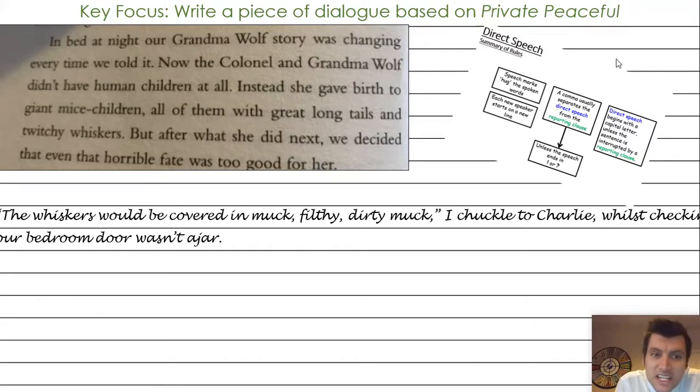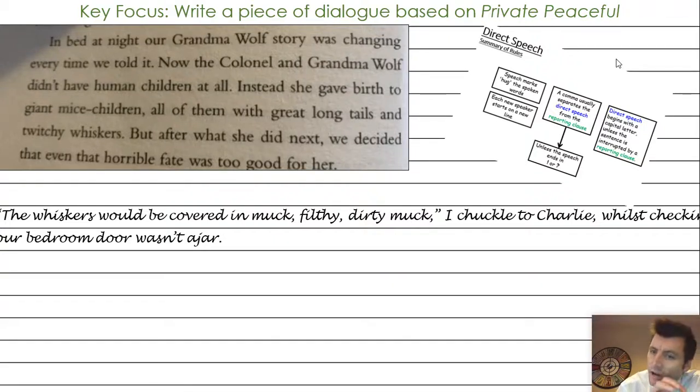And here we've got, "Their whiskers would be covered in muck, filthy, dirty muck," I chuckled to Charlie whilst checking our bedroom door wasn't ajar. Now we've got the correct punctuation, we've got the comma before the inverted commas, and we've got Tommy chuckling. Now, because the narrator of the story of Private Peaceful is Tommy, I've put "I" in there. You can only do that if the direct speech you're reporting is being reported by the speaker.